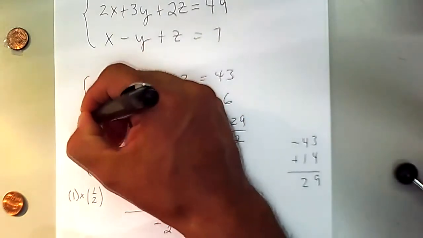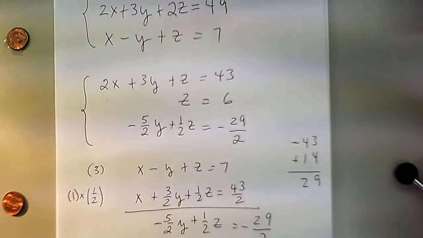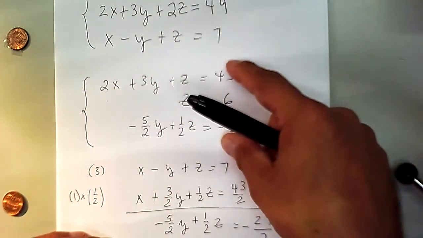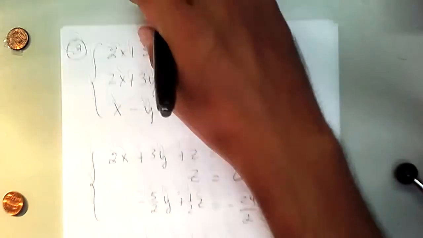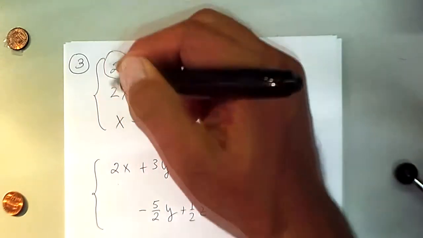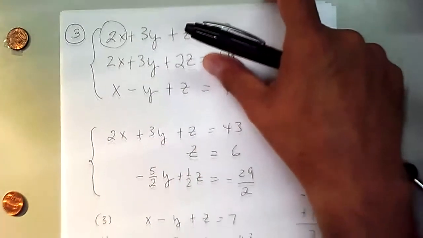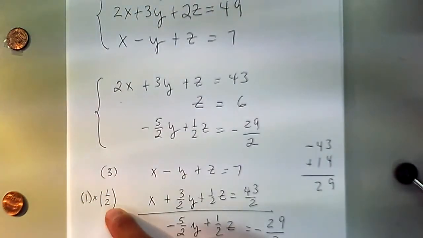All right, so there is our second system of equations. We have converted this system of equations into this system of equations. This was the pivot element, and the first multiplier was 1, and the second multiplier is 1/2.